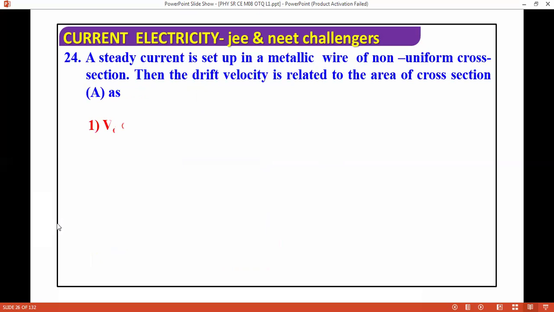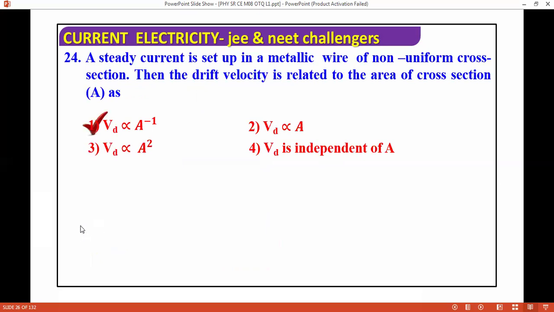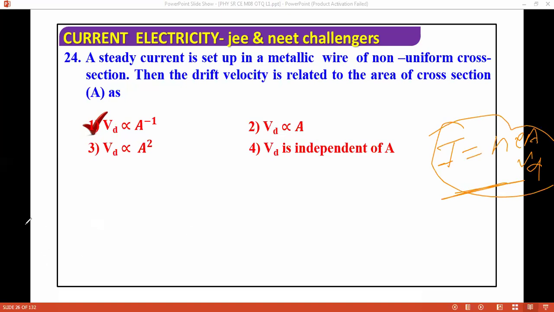A steady current is set up in a metallic wire of non-uniform cross section. Then the drift velocity is related to the area of cross section. The question is asking about drift velocity. If you know the formula, you can do this question easily. We see I equals n e A v_d. All of you know this formula. Without this formula, you can't imagine this chapter. So we are talking about this relation, and the question is playing with it. If you know it, you can do it. If you don't know, please go through the chapter, then only you can do these questions. Otherwise, you will feel demotivated.